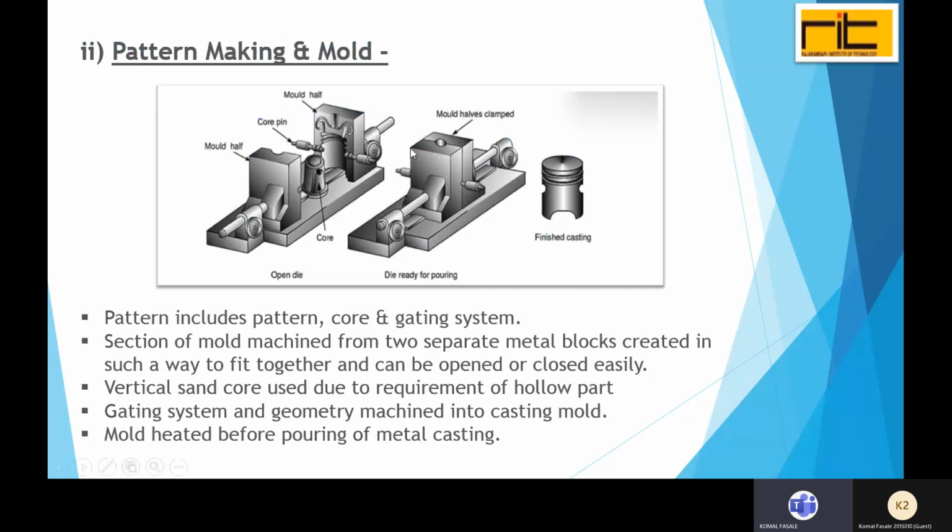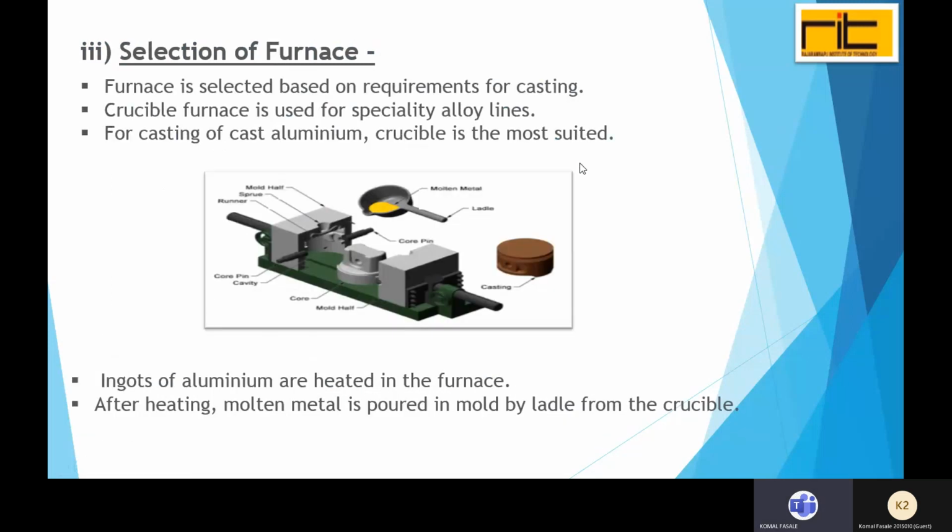So this is the diagram, so we can understand about the pattern making and mold. This is the half mold, and this one is also a half mold. These are the two half molds of the process. For getting the required cavity, we use the sand core here, and after assembling these two half molds, we can pour the molten metal using the sprue into the cavity, and we will get the desired product.